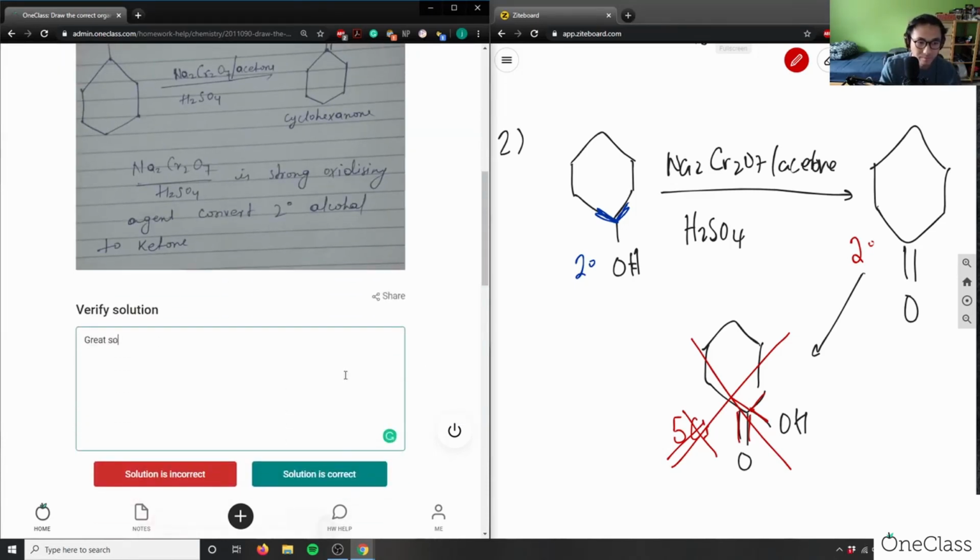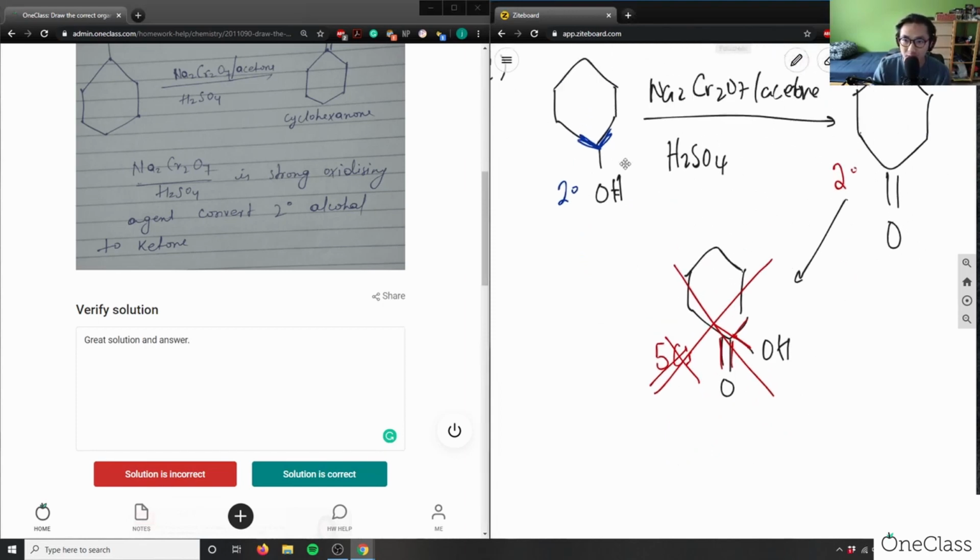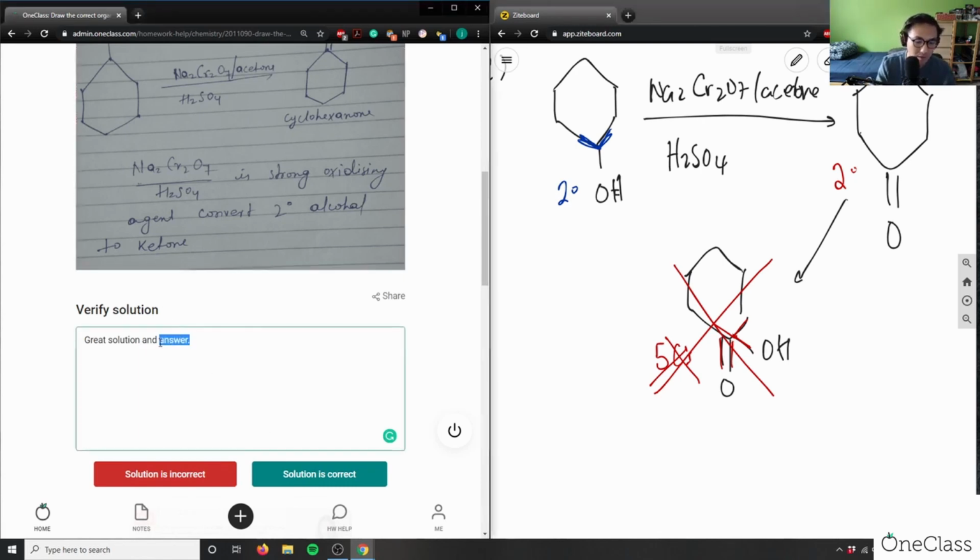Great solution and answer. And again, we can't oxidize it even further because this is a secondary and not a primary alcohol. Again, secondary and tertiary alcohols stop oxidation at the ketone level, and they don't go towards carboxylic acids. Only primary does. So it's a great solution and analysis, I'm going to say. Solution is correct.